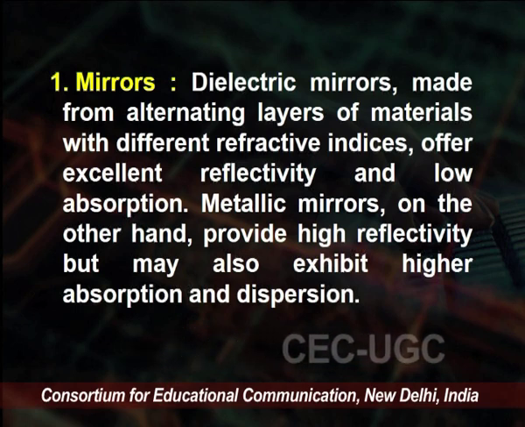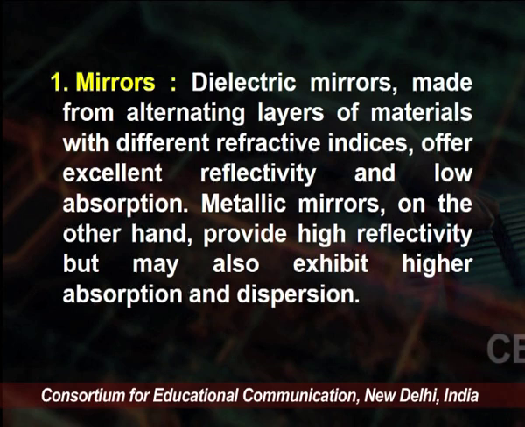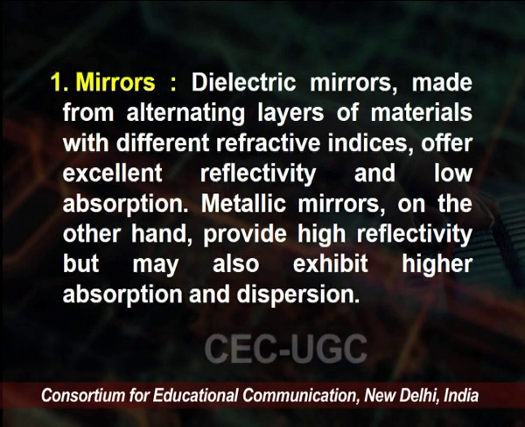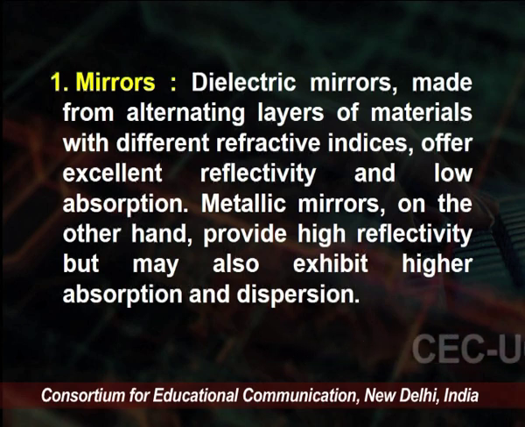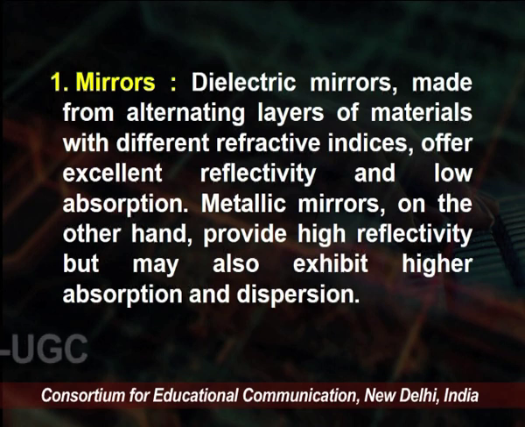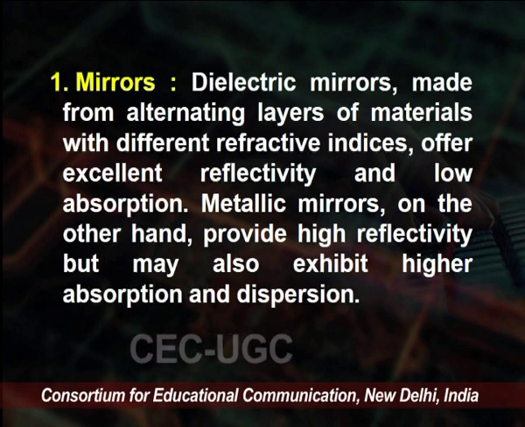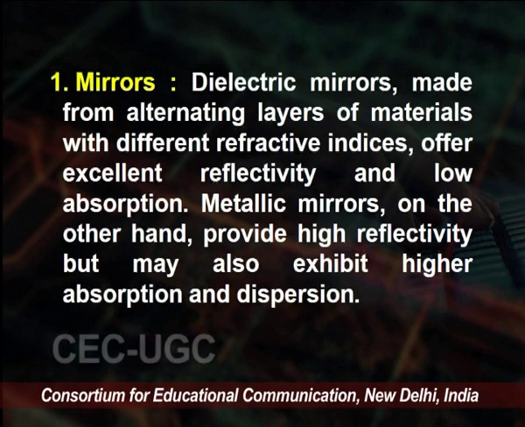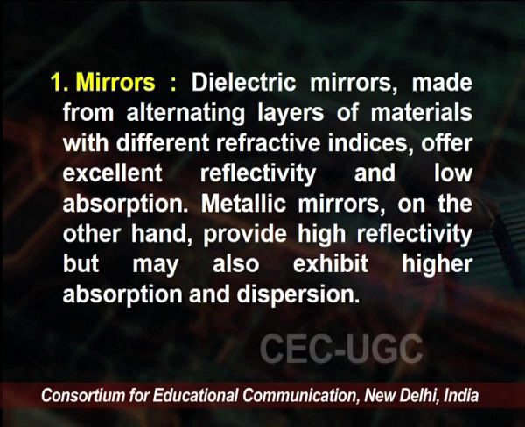These are dielectric mirrors, made from alternating layers of materials with different refractive indices, which define the various frequencies of the resonator, and this offers excellent reflectivity and low absorption. The metallic mirrors on the other hand provide high reflectivity, but may also exhibit higher absorption and dispersion. So, we just require a good mirror so that we can increase the reflectivity.